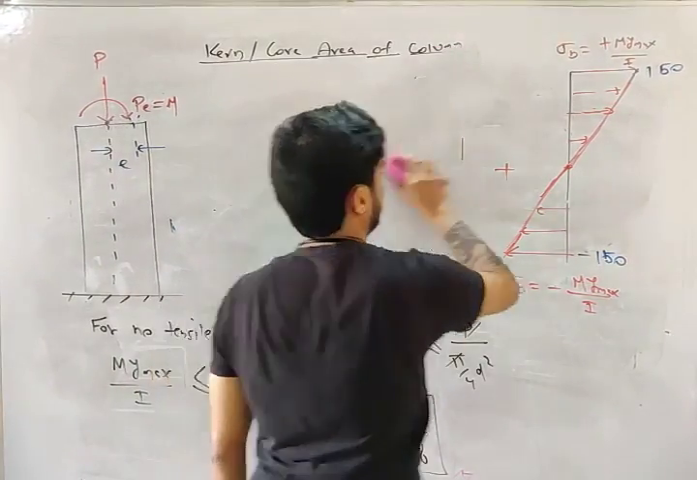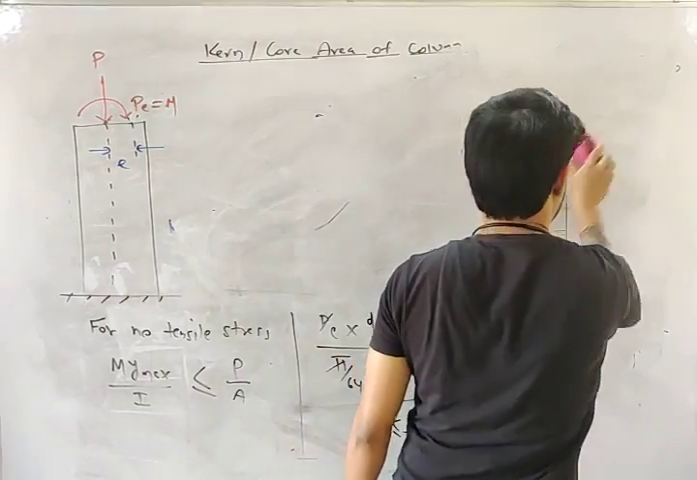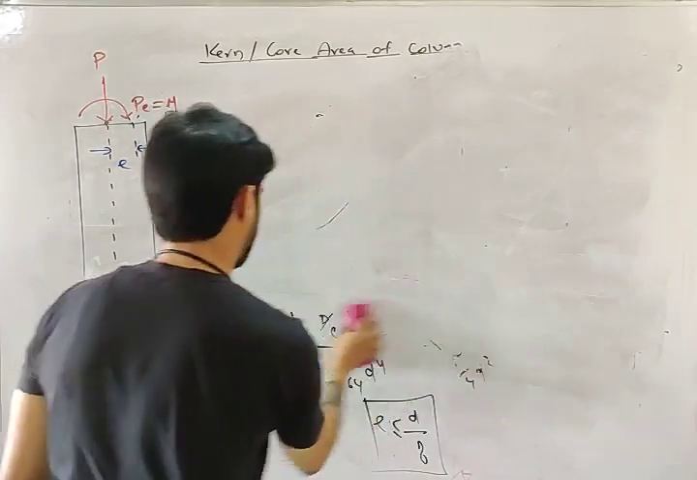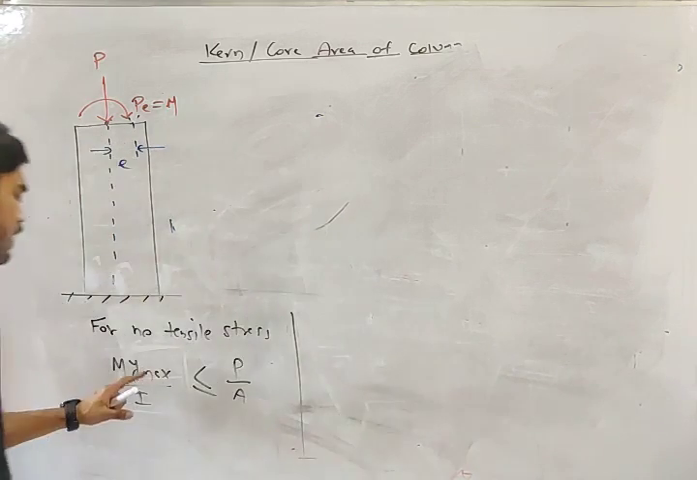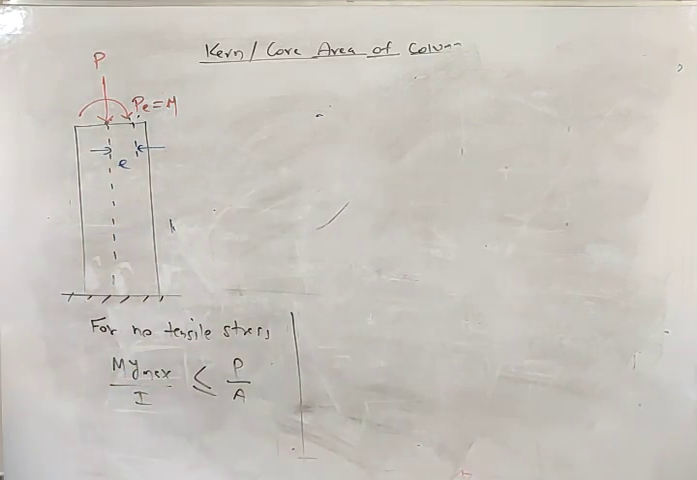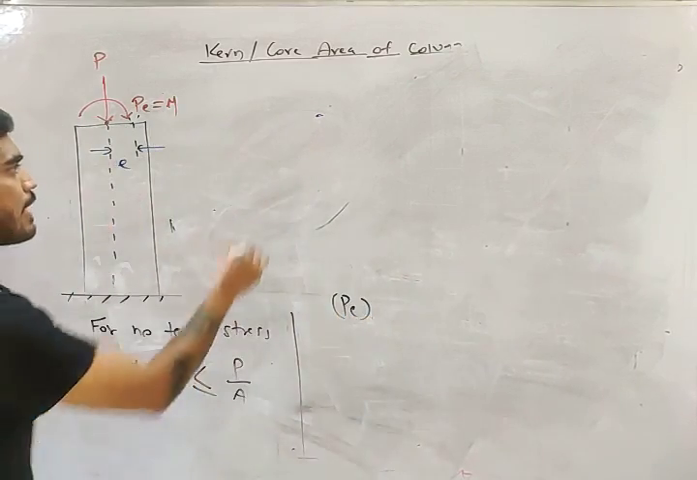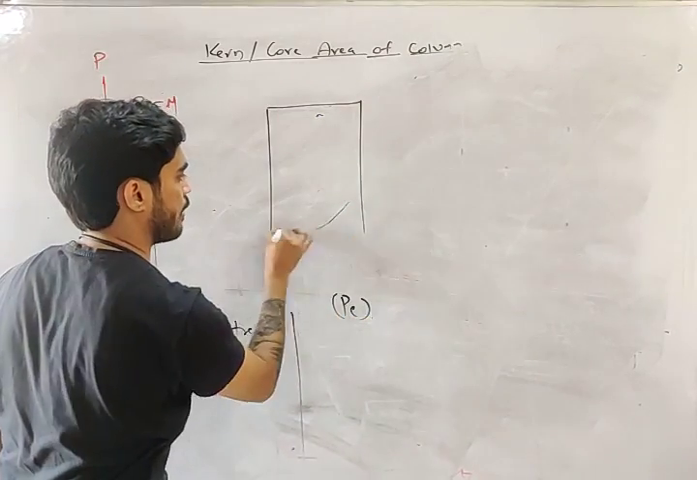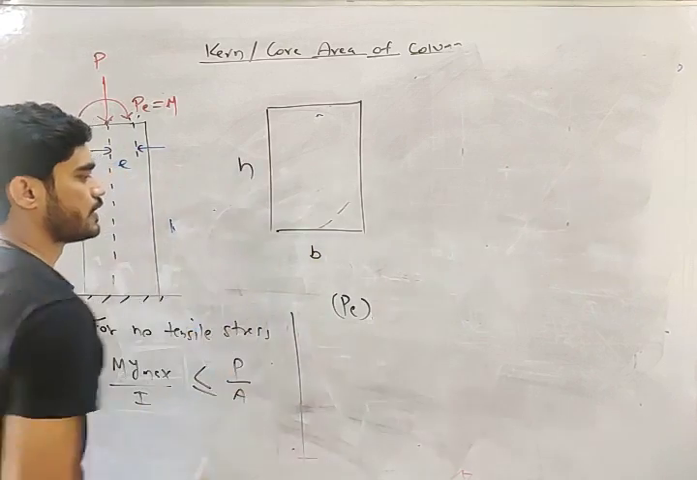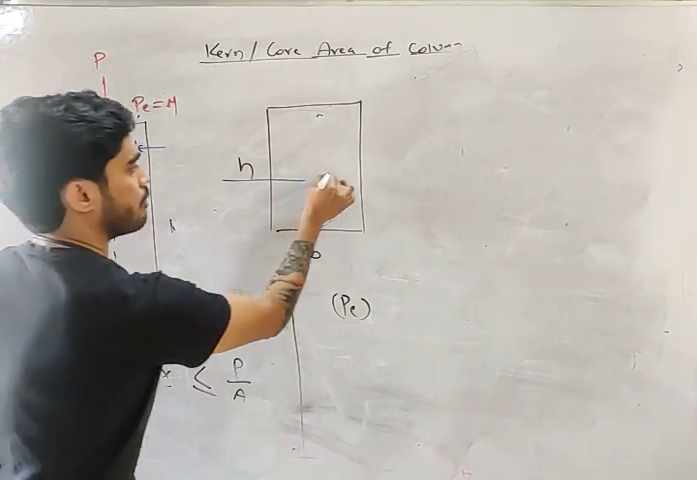You can also calculate it for a rectangular section. For a rectangular section, what will be the formula, my friend? This will remain the same. So for a rectangular section, M will be P into E. What will be Y maximum? For a rectangular section, let's say this is width, this is height. So what will be Y maximum, my friend?